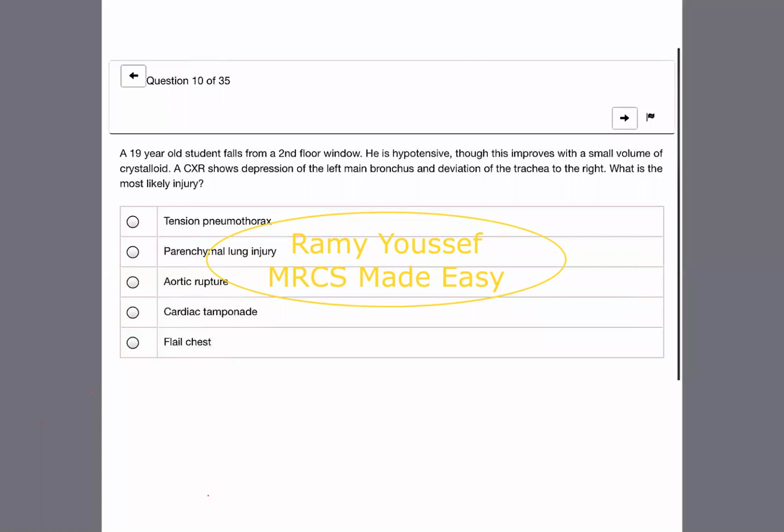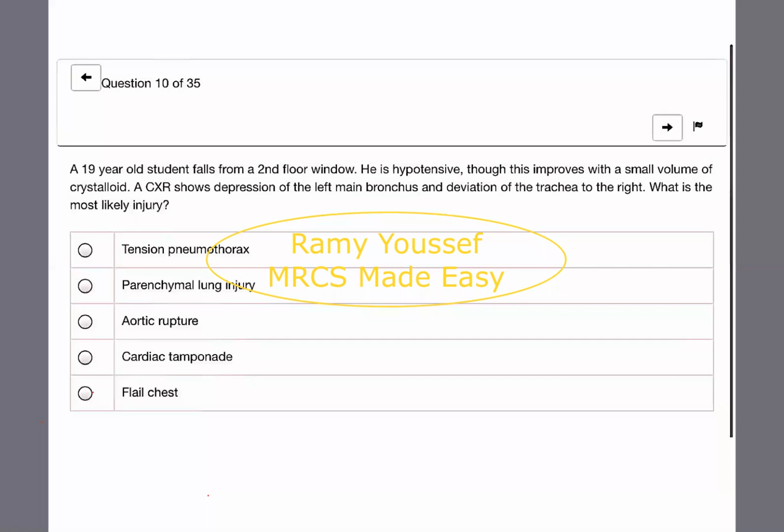A 19-year-old student falls from a second floor window and is hypotensive, though this improves with a small volume of crystalloid. X-ray shows depression of the left main bronchus and deviation of the trachea to the right. What is the most likely injury? Tension pneumothorax, parenchymal lung injury, aortic rupture, cardiac tamponade, flail chest.